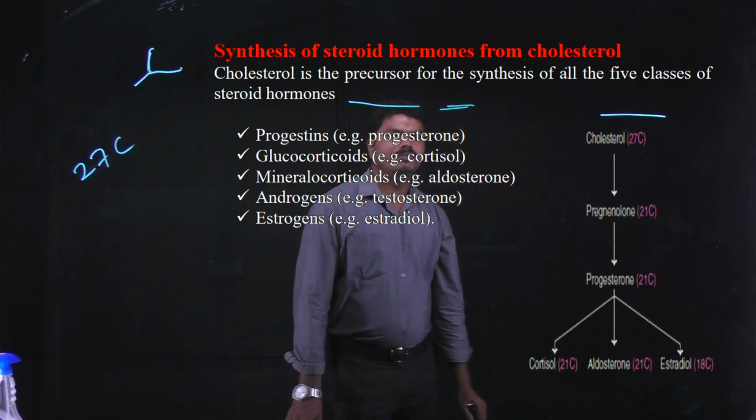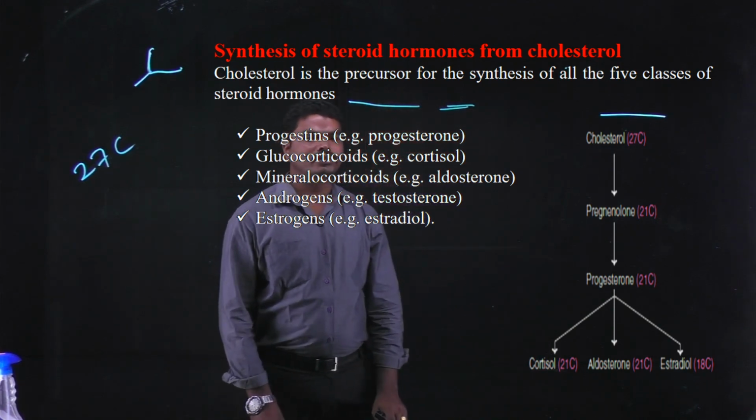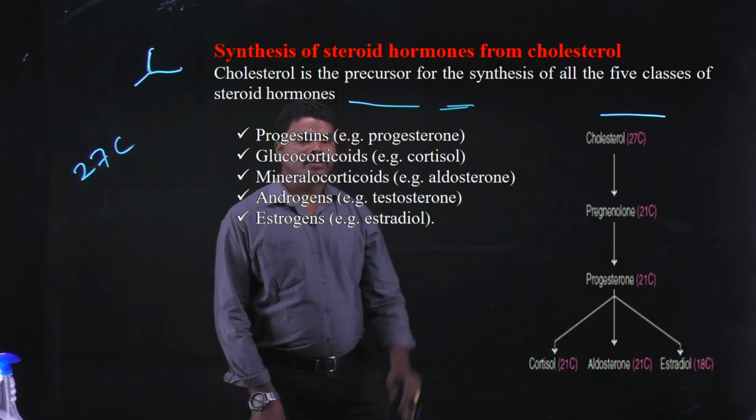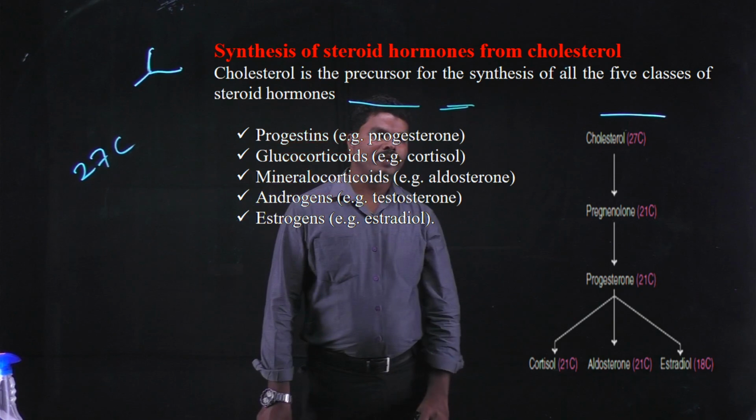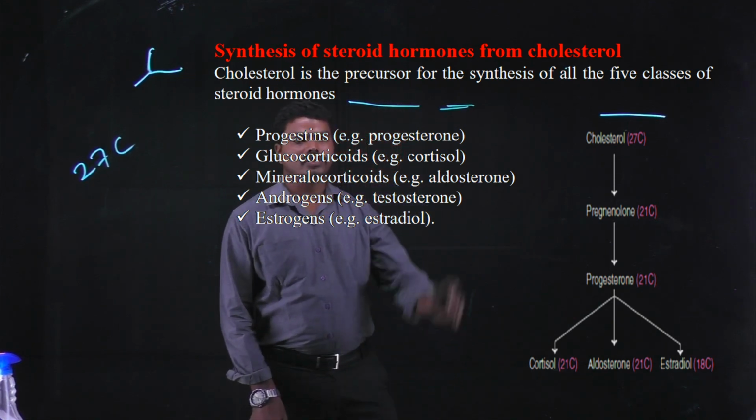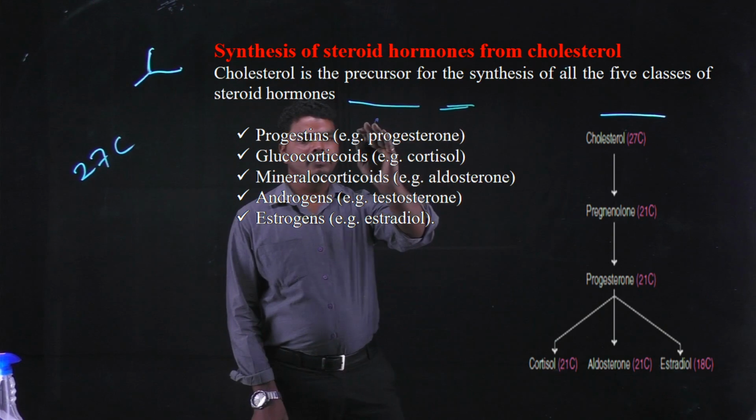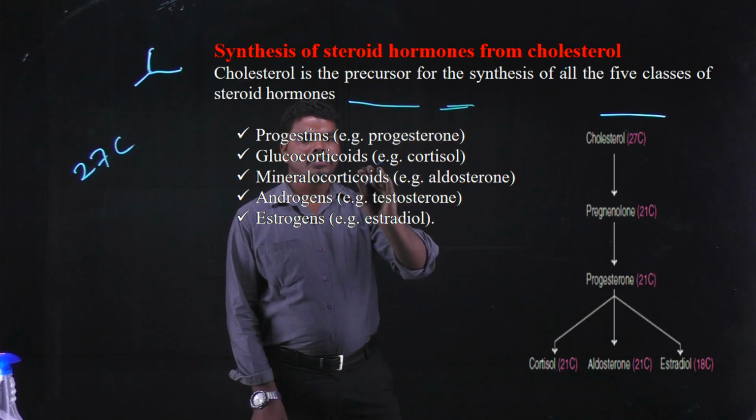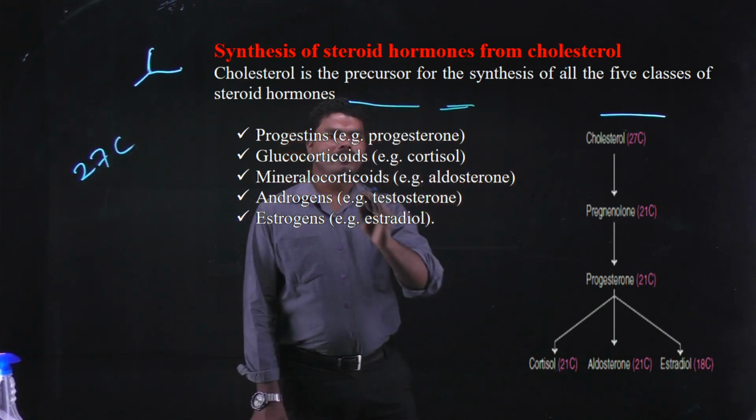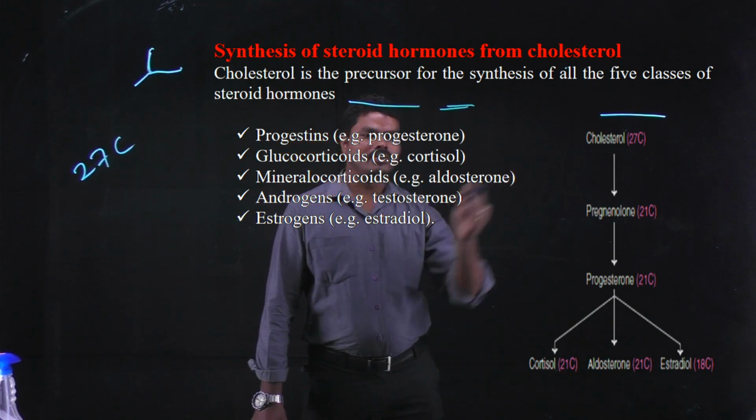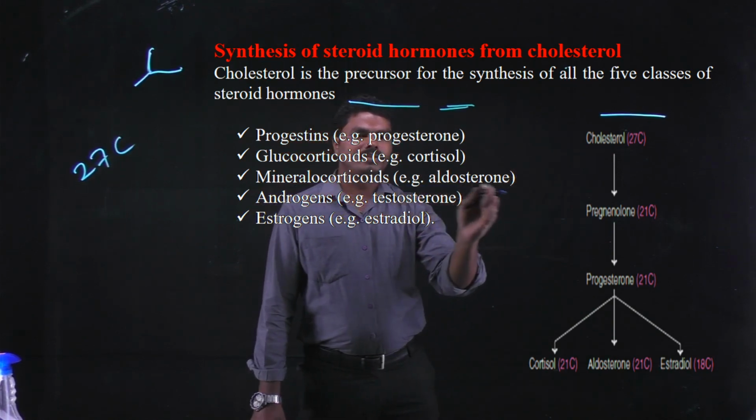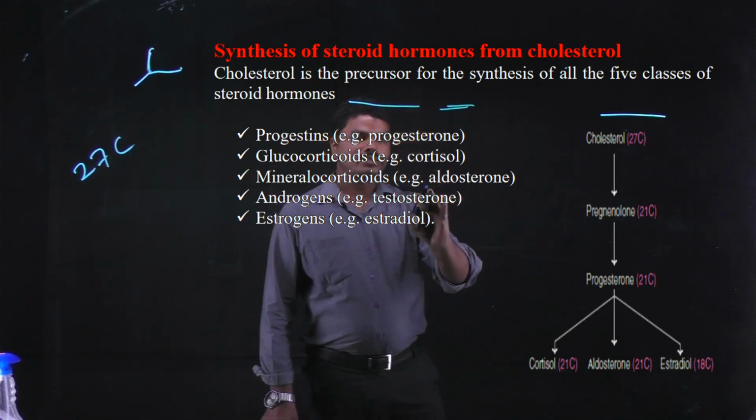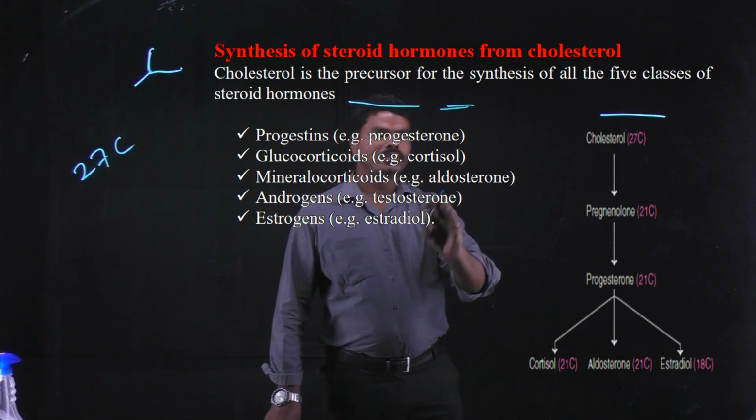Next, coming to the biosynthesis of steroid hormones from cholesterol. So how are the steroid hormones produced from cholesterol? Cholesterol is a precursor for the synthesis of all 5 classes of steroid hormones. The 5 classes are progestins, example progesterone; glucocorticoids, example cortisol; mineralocorticoids, example aldosterone; androgens, example testosterone; and estrogens, example estradiol.